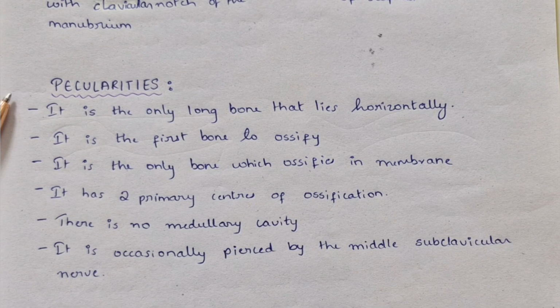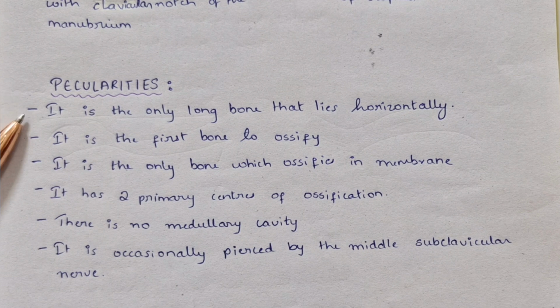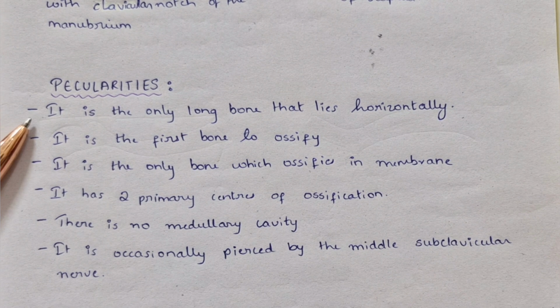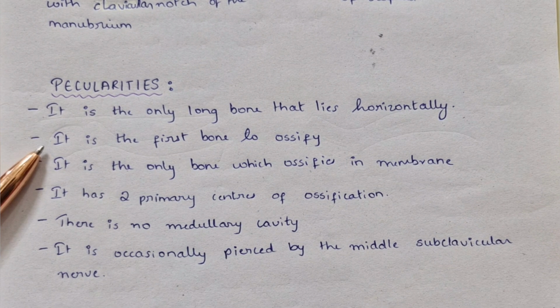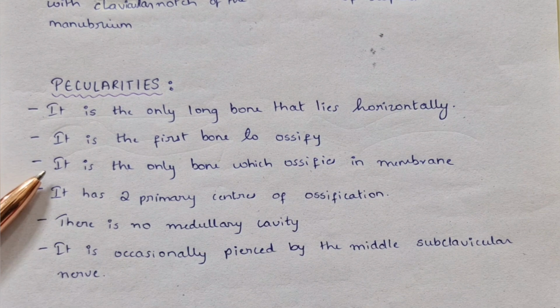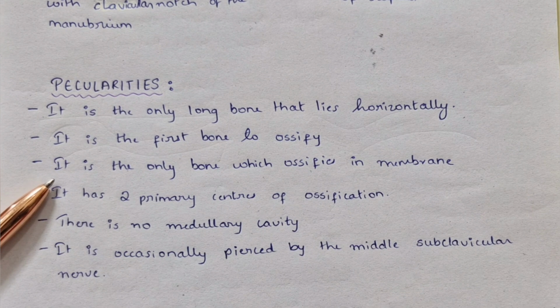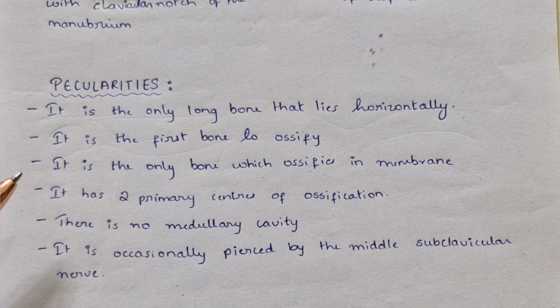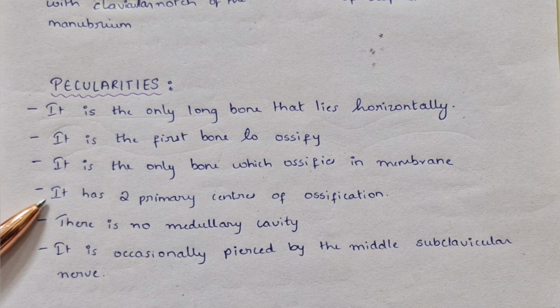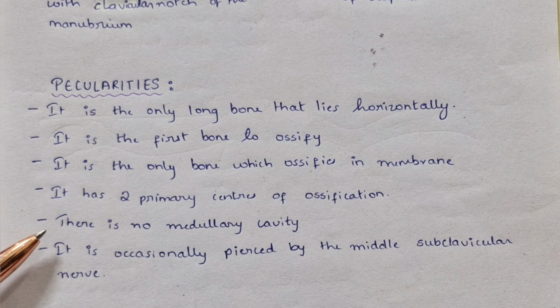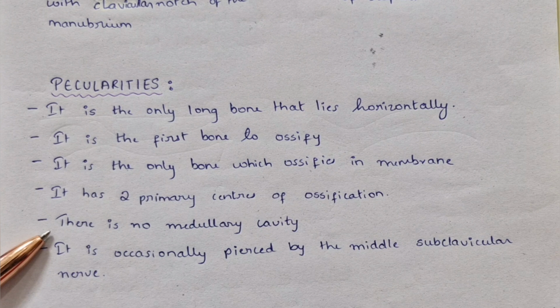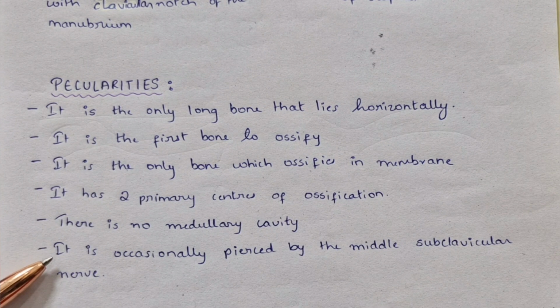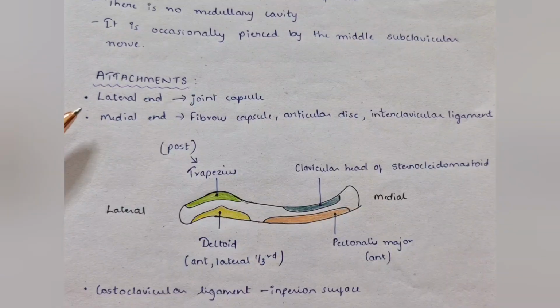Peculiarities of the clavicle. It is the only long bone that lies horizontally. It is the first bone to ossify. It is the only bone which ossifies in the membrane. It has two primary centers of ossification. There is no medullary cavity. It is occasionally pierced by the middle subclavicular nerve.